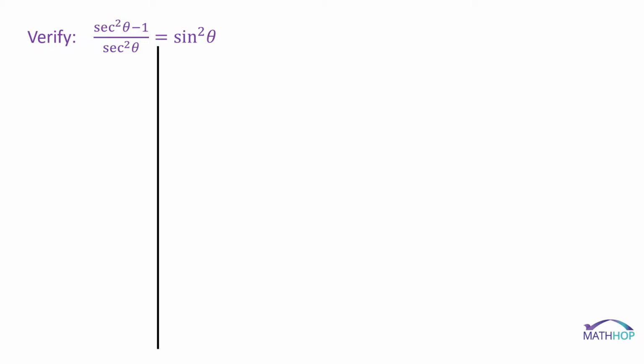And I'm going to figure out which side I'm going to manipulate or which side I'm going to work. Remember I said we're going to simplify the more complicated side. So we're going to take this secant squared theta minus 1 over secant squared theta, and we are going to try and manipulate it so that it equals sine squared of theta.